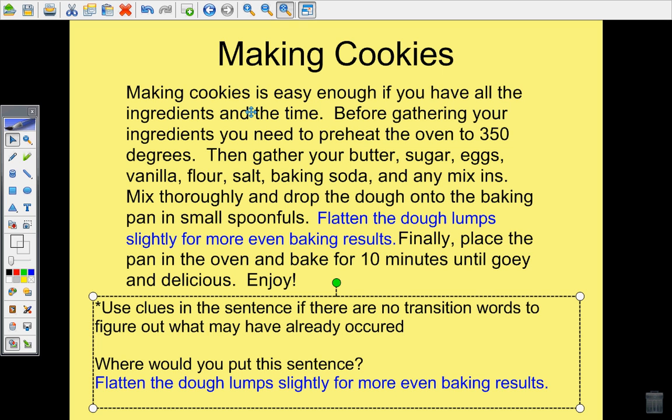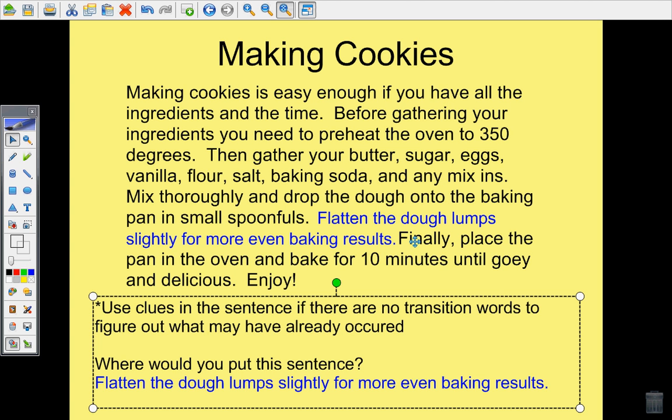So it says making cookies is easy enough if you have all the ingredients and the time. Before gathering your ingredients, you need to preheat the oven to 350 degrees. So first preheat the oven, then gather the butter, the sugar, eggs, vanilla, flour, salt, baking soda, and any mix-in. Next, mix thoroughly, then drop the dough onto the baking pan in small spoonfuls. Then I want to flatten the dough lumps, those small spoonfuls slightly, for more even baking results. And finally, I'm going to place the pan in the oven and bake for 10 minutes until gooey and delicious. To me, that sounds like it makes sense.